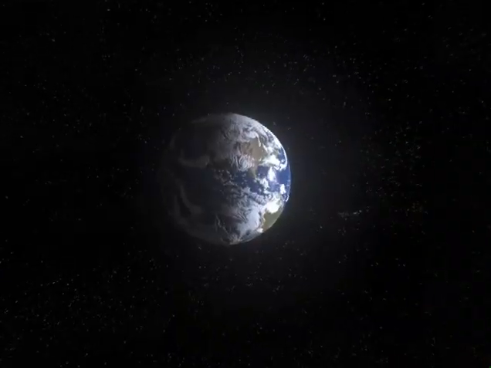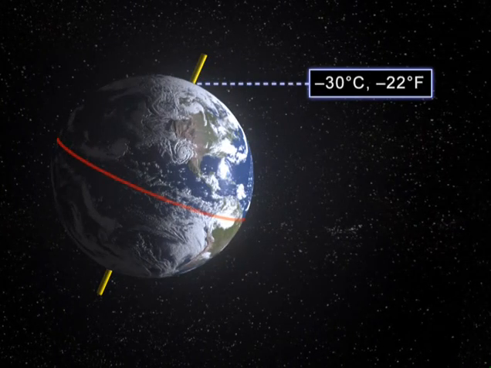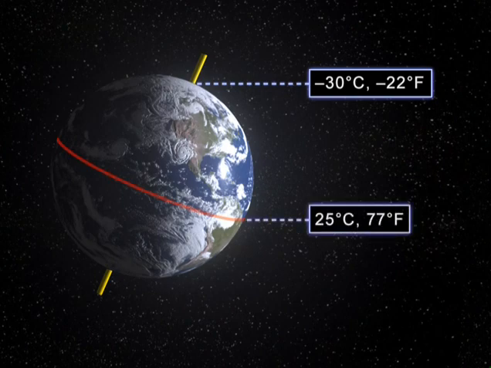The average winter surface temperature at the North Pole is minus 30 degrees C, or minus 22 degrees Fahrenheit. An average year-round temperature in the tropics is about 25 C, or 77 F. This makes an equator to pole temperature difference of almost 100 degrees Fahrenheit during wintertime.